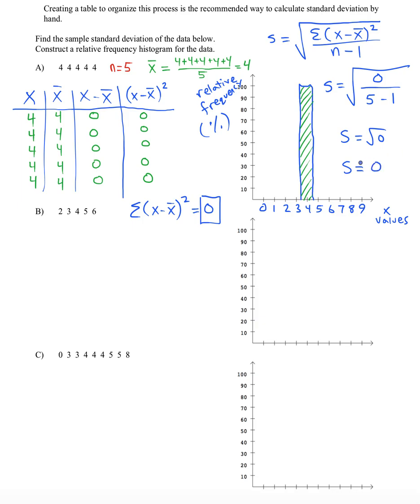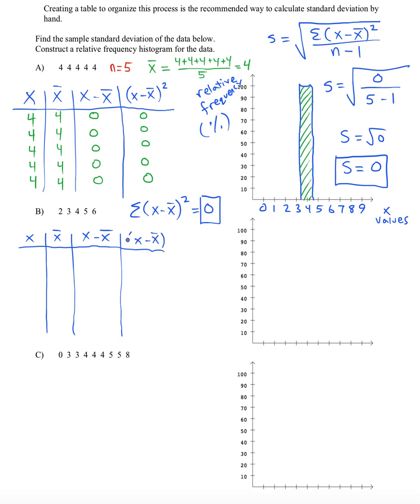Not surprisingly, the sample standard deviation here is 0. That was an easy one to start with. Let's try one that has some spread to the data: 2, 3, 4, 5, and 6. I'm just going to create the same table as before. We need x, x bar, x minus x bar, and x minus x bar squared.